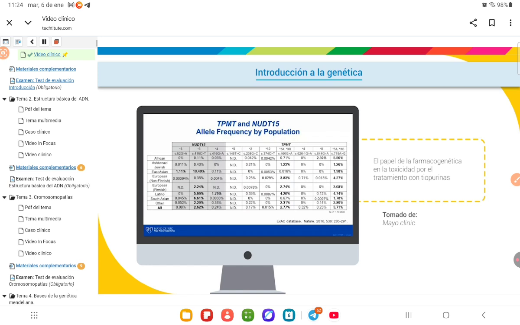In addition, the star 4 and star 5 variants are also present at a frequency of greater than 1% in several populations. So therefore, depending on the population studied, NUDT15 variants may actually be more important for your patients than TPMT variants.